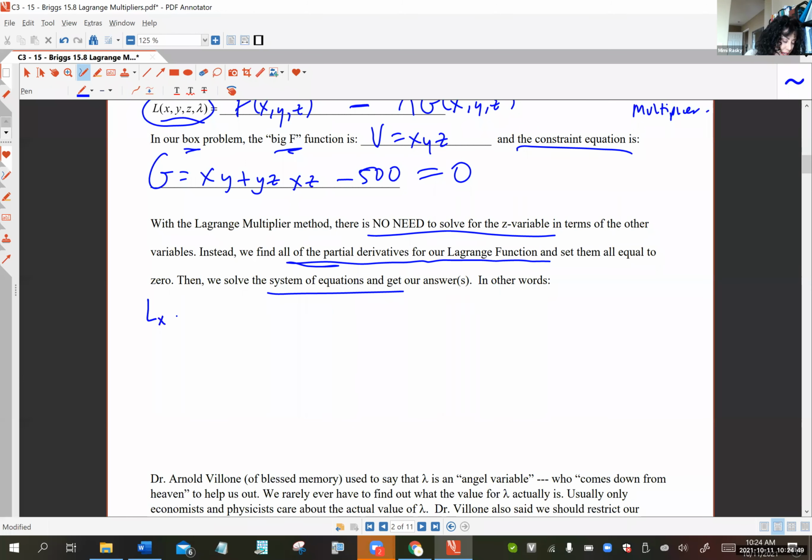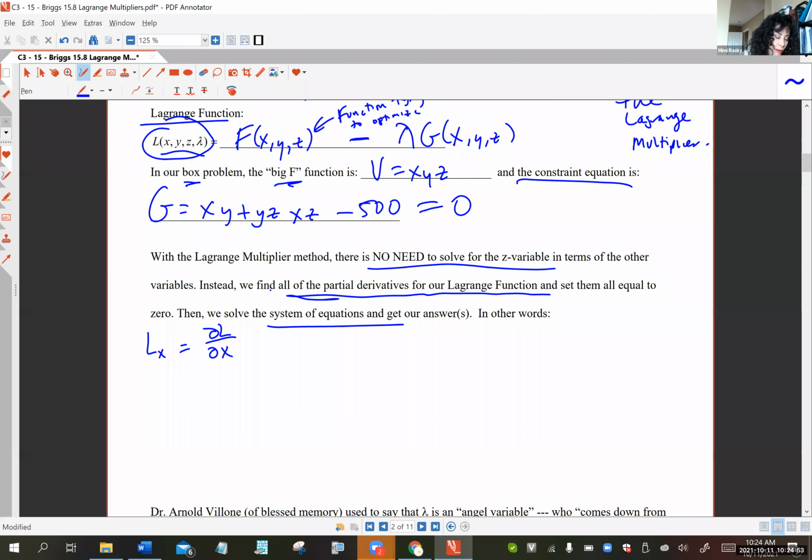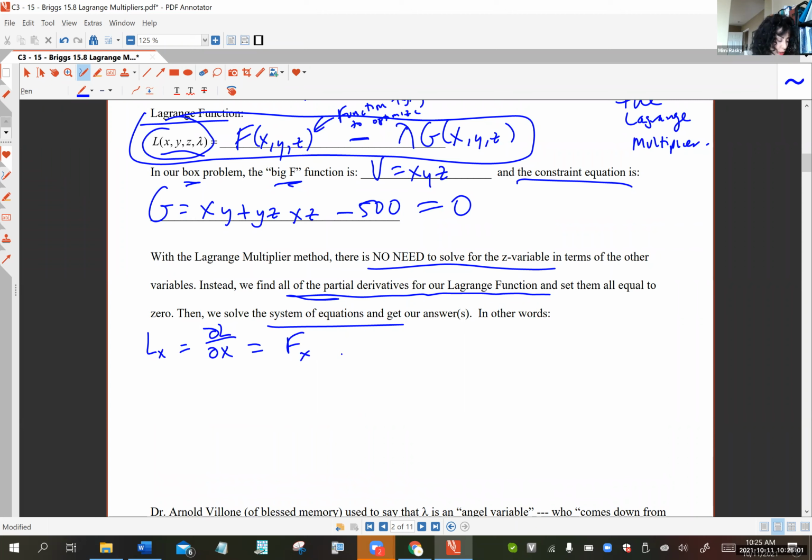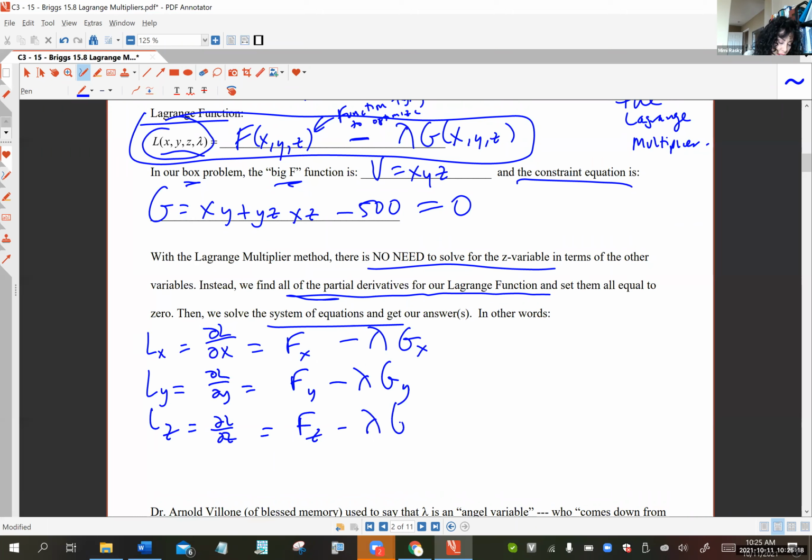You're going to get Lx, which you could also write as dL/dx, which, since our big L function is big F minus lambda G, is going to be the same as finding the partial of f with respect to x minus lambda times the partial of g with respect to x. And then Ly, which you can denote dL/dy, will be fy minus lambda gy. Lz will be dL/dz, which is fz minus lambda gz.